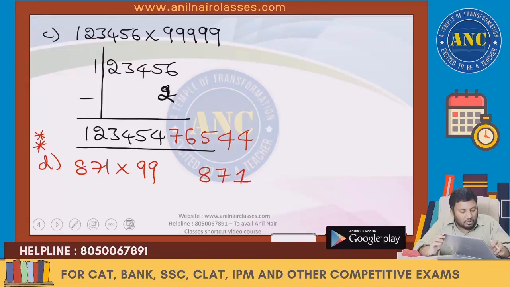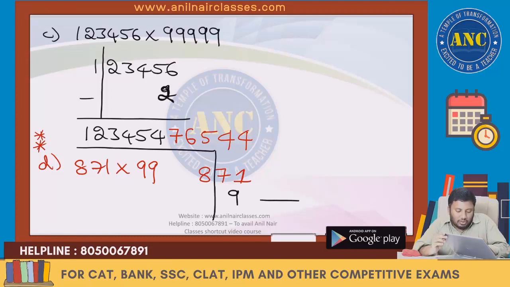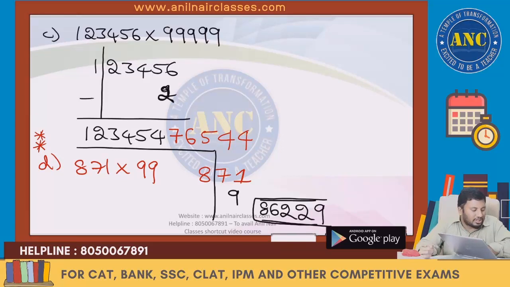871 into 99. 99 contains 2 nines. Keep a slash. Add 1. So 9 is not subtracted from 71; 9 is subtracted from 871. 871 minus 9 is 862. 9 minus 7, 2. 10 minus 1, 9. The answer is 86229. I hope the idea is clear.